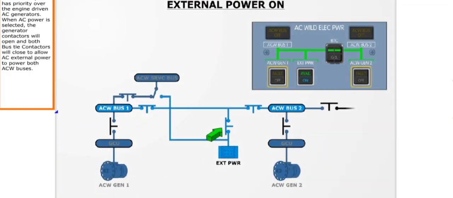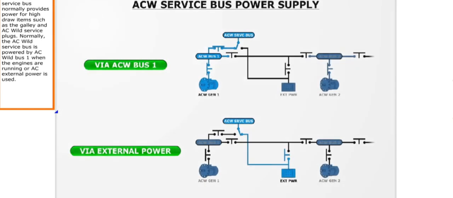AC external power has priority over the engine-driven AC generators. When AC power is selected, the generator contactors will open and both bus tie contactors will close to allow AC external power to power both AC Wild buses.